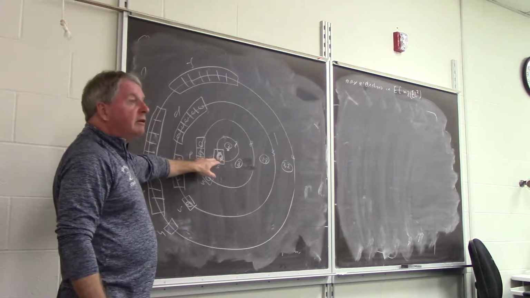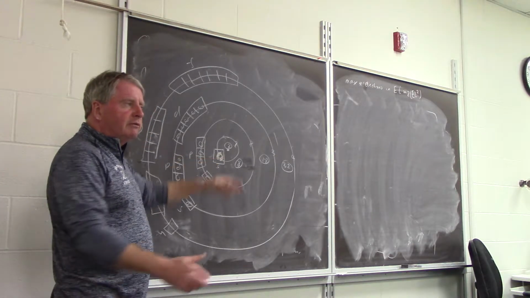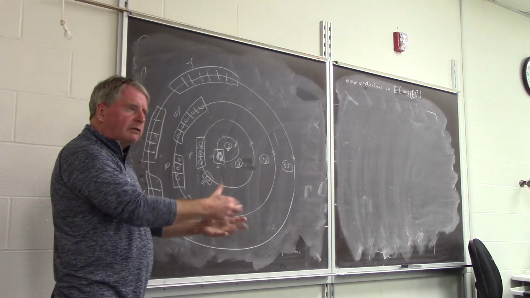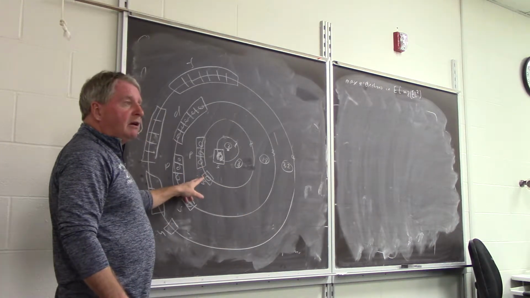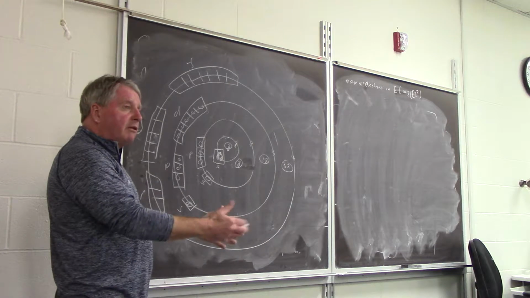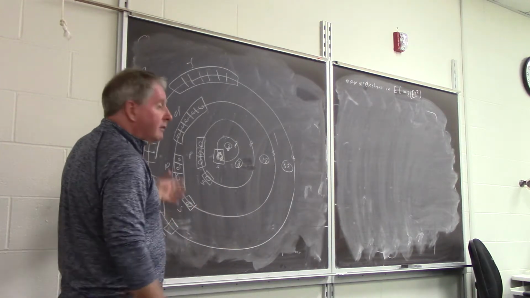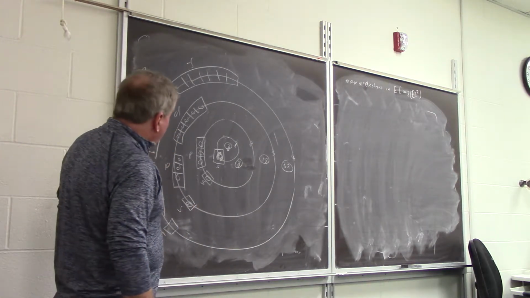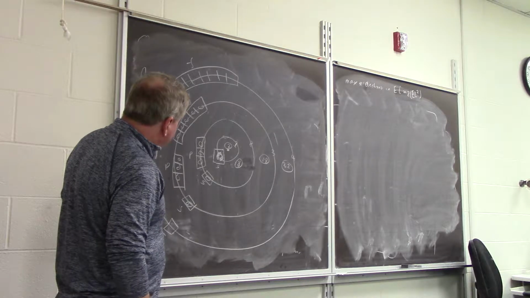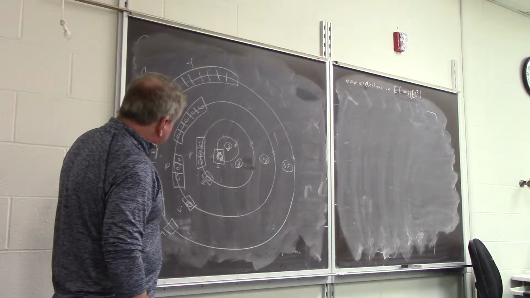This one down here has such low energy that it just stays in S. This one here has a little more energy, so it can fluctuate between an S and a P, and so forth. All right, let's take a look at this.